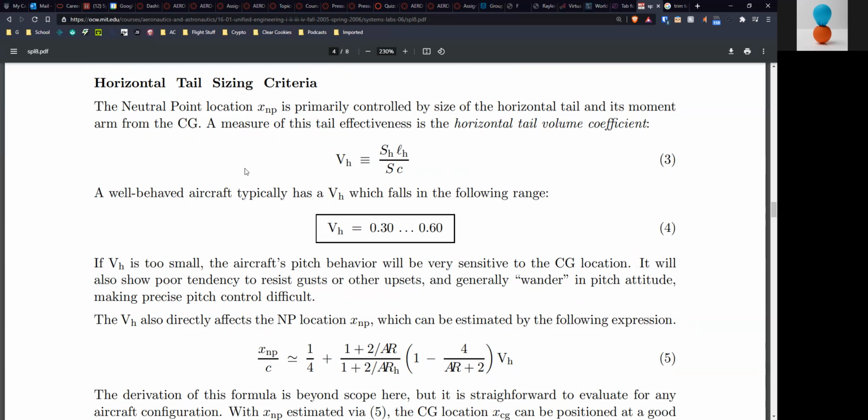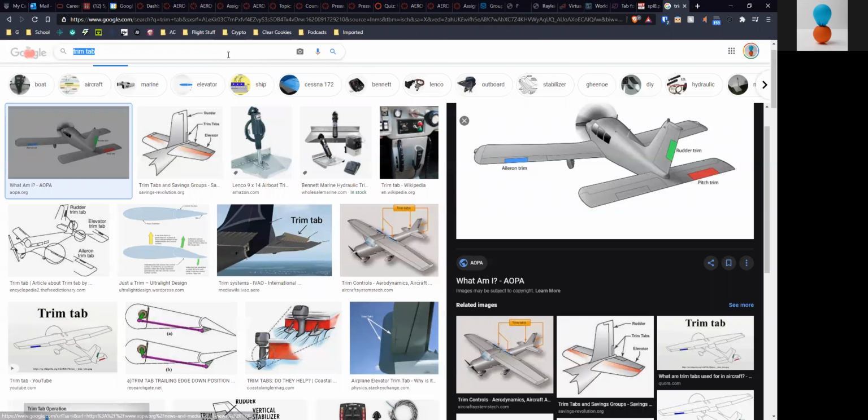But so the parameters that go into sizing your tail are the area of the tail surface. I'm going to call it the elevator a lot, probably, but technically you have multiple parts.